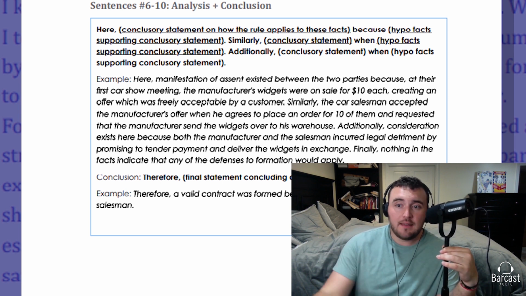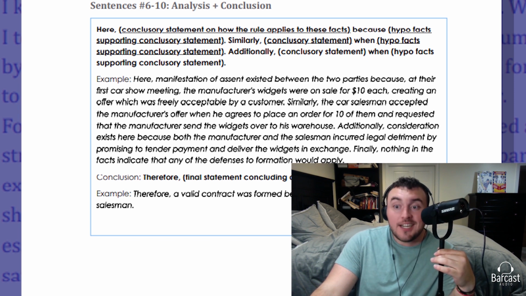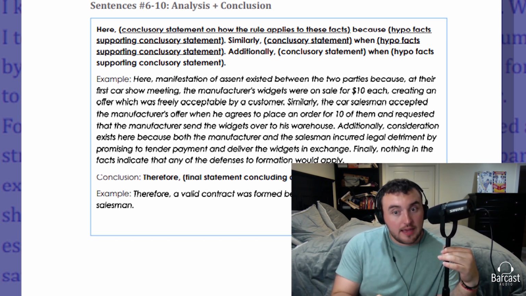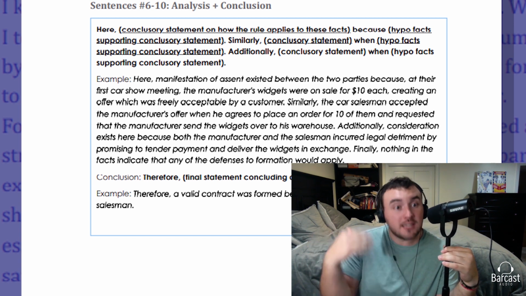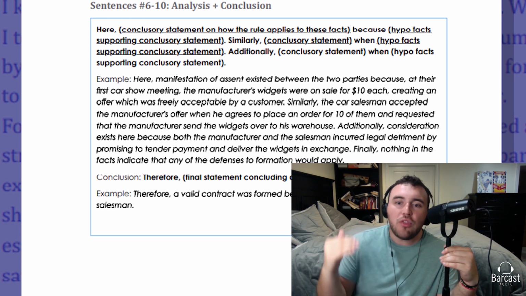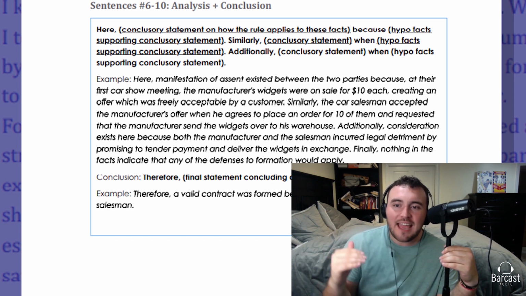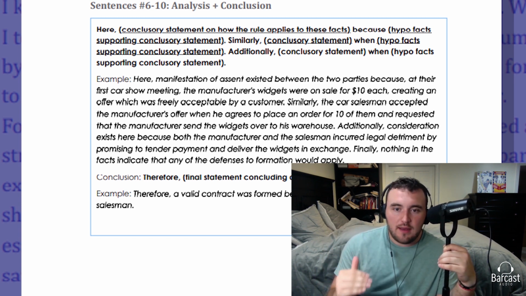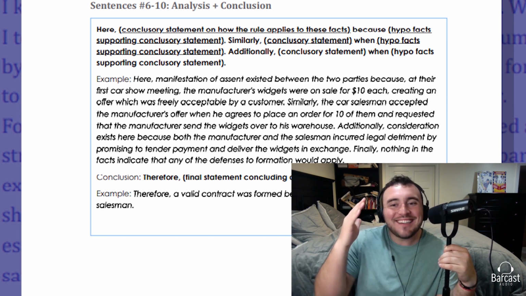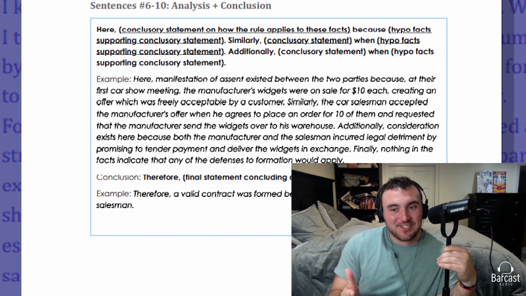Now, finally, additionally, consideration exists here because, another connective word, here the facts come. You're starting to pick up the cadence of it. This is how these essays work. Both the manufacturer and the salesman incurred legal detriment by promising to tender payment and deliver the widgets in exchange.